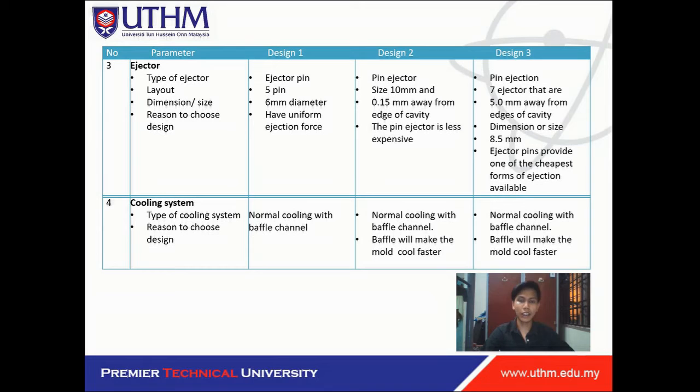And for design 3, pin ejector, 7 ejectors that are 5 mm away from the edge of the cavity. The dimension of size is 8.5 mm. Ejector pins provide one of the cheapest forms of ejector available, which is the reason for design 3.